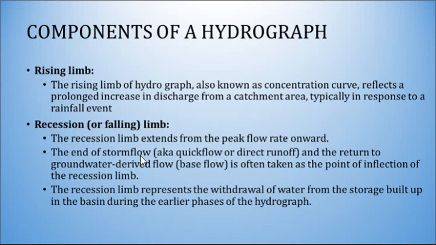Recession limb or falling limb. The recession limb extends from the peak flow rate onwards. The end of the storm flow and the return to groundwater derived flow, that is base flow, is often taken as the point of inflection of the recession limb. The recession limb represents the withdrawal of water from the storage built up in the basin during the earlier phases of the hydrograph.